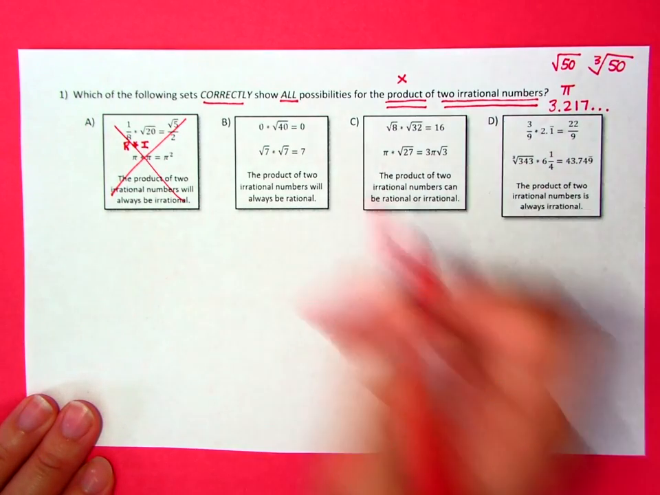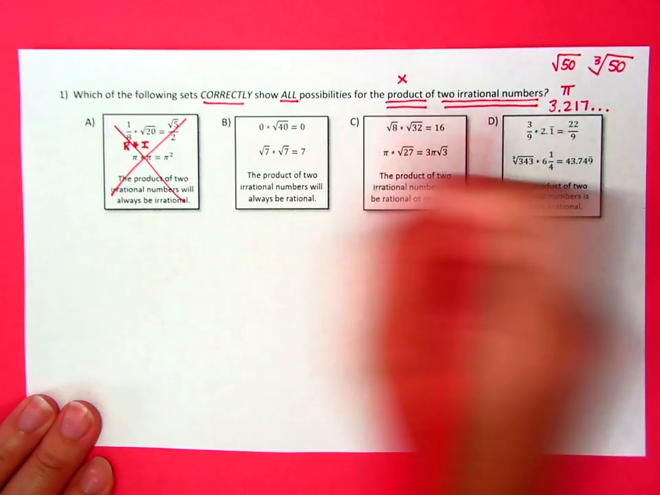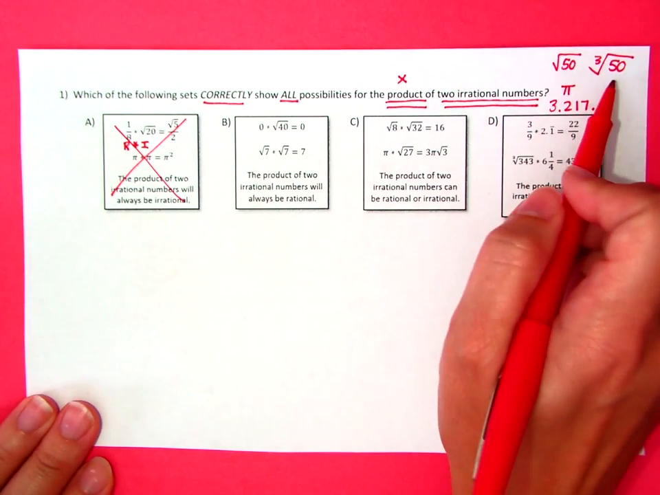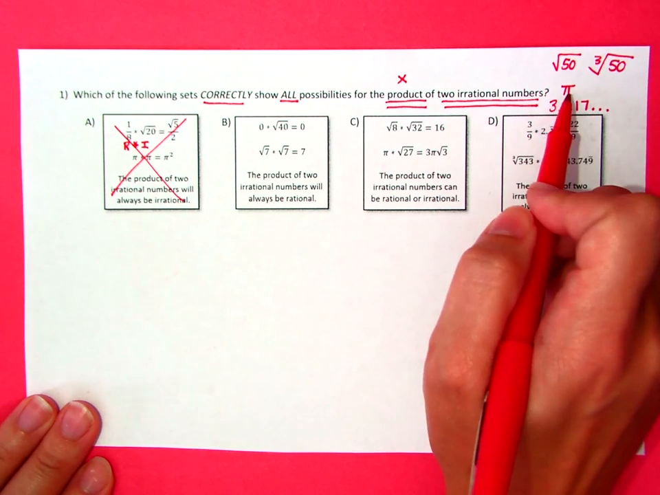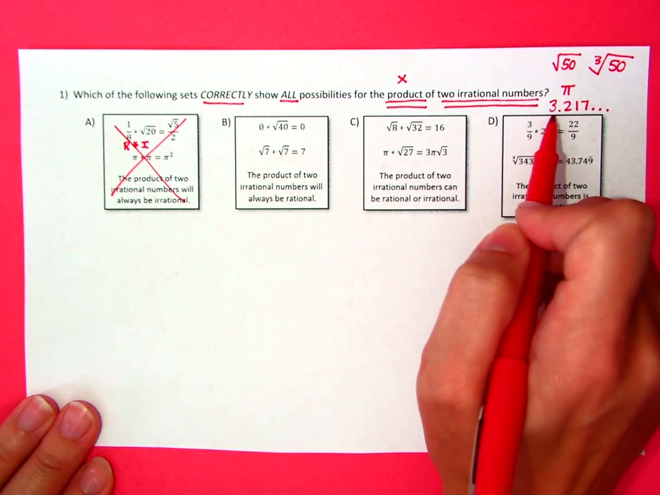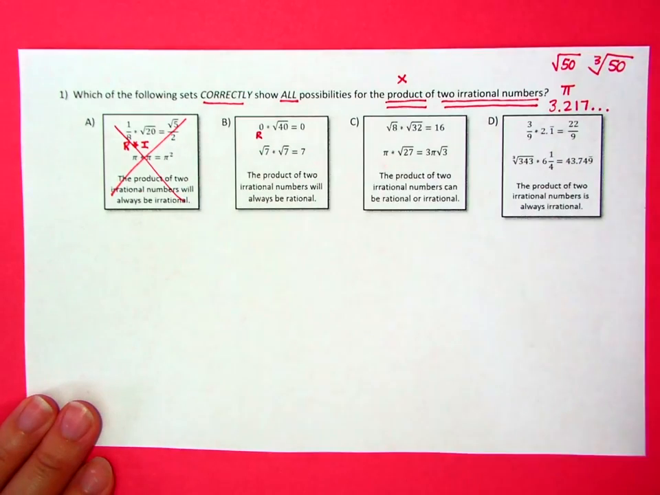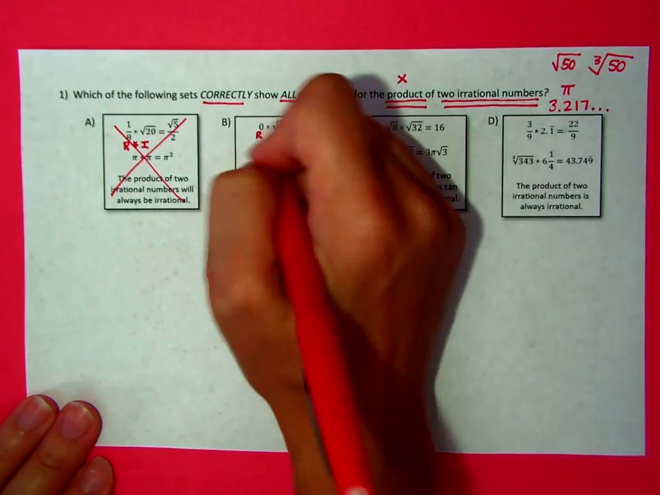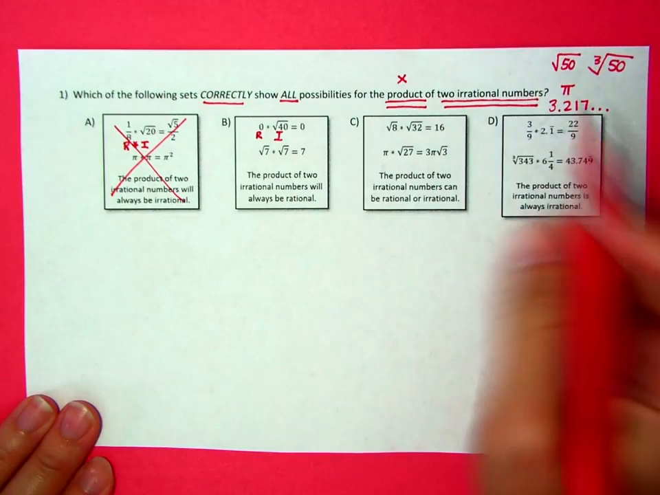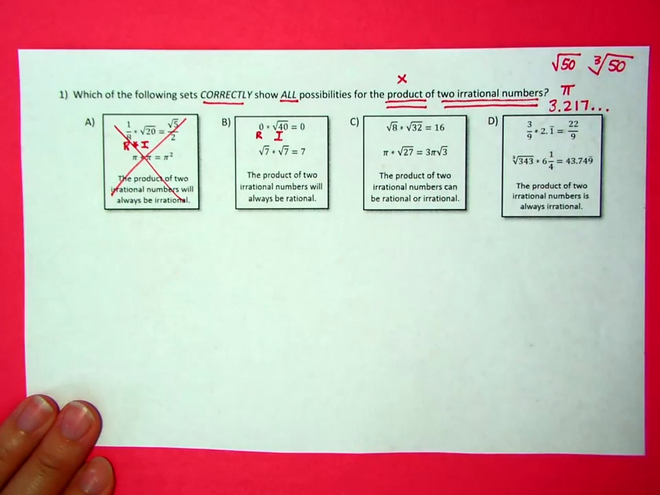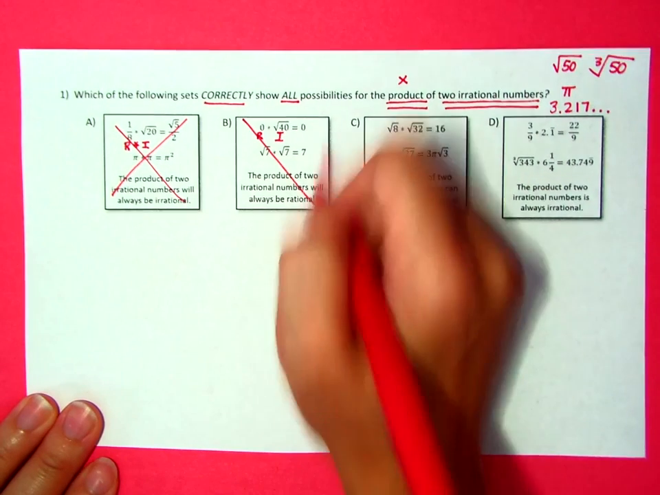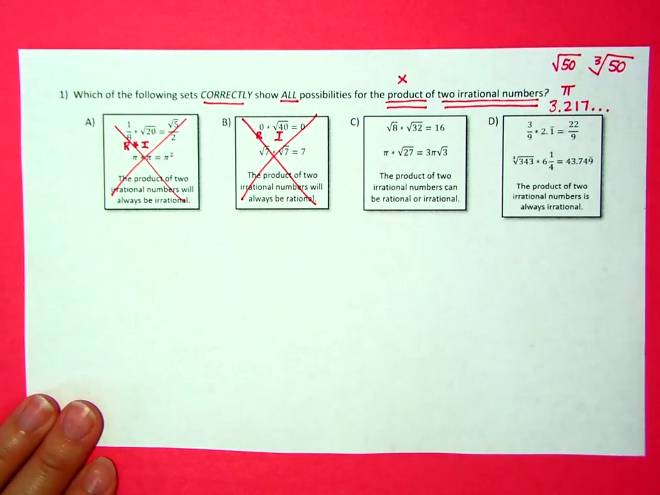So let's look at B. In B, I have 0. Well, is 0 one of these types, a square root of a non-perfect number? Is it pi? Does it have that ellipsis to show me it's non-terminating, non-repeating? Well, the answer is no, because 0 is a rational number. And here they've got irrational times an irrational. Again, we're looking for the product of two irrational numbers. This one's out. Let's go to C.